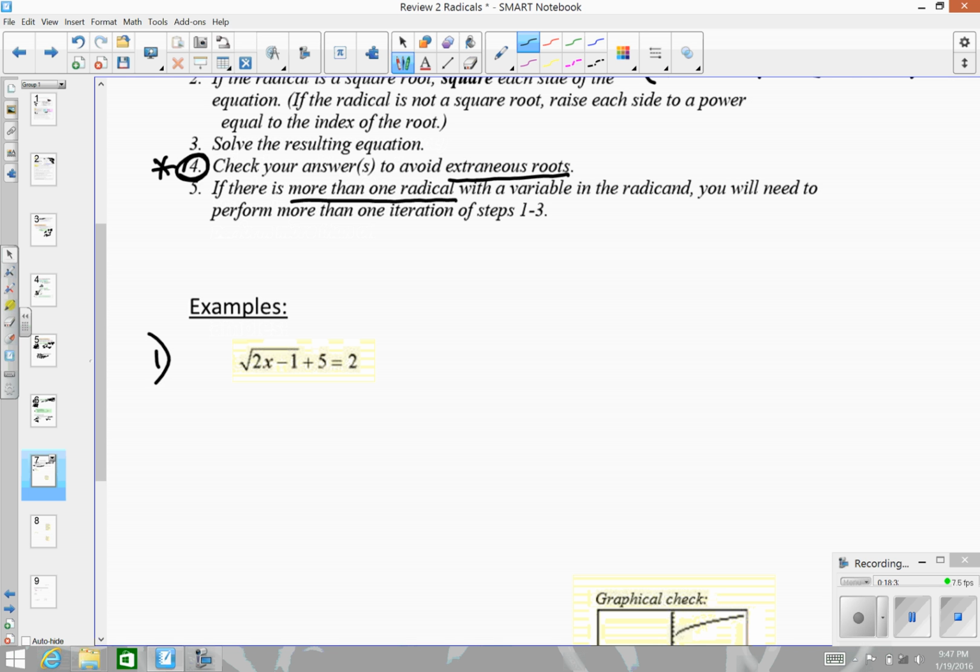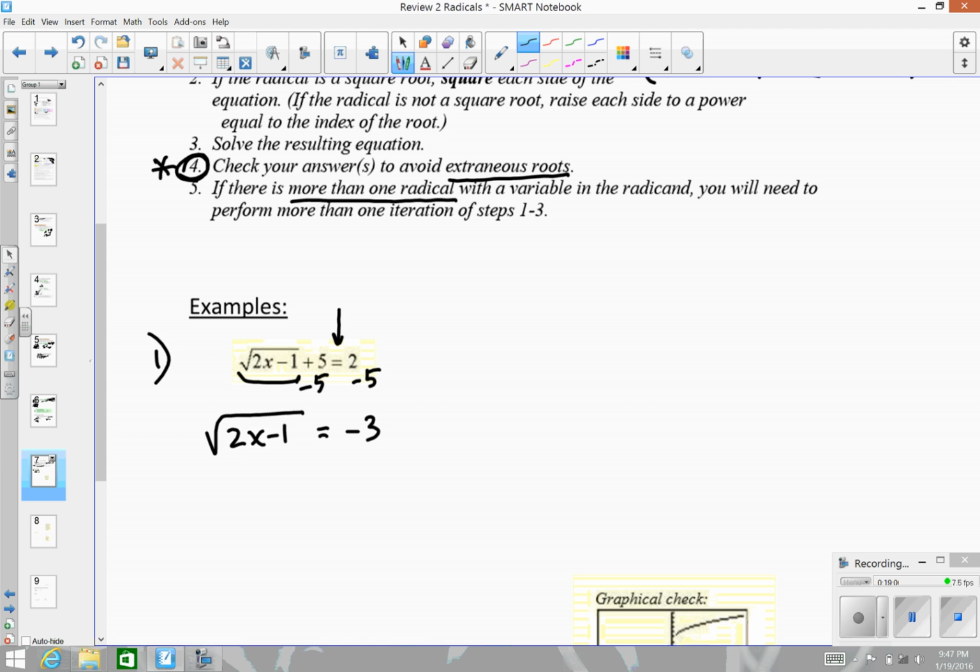I want to find my radical. Here's the radical. And here's my equal sign. Now I have this 5 on the same side as my radical. I need to have just the radical by itself, so I need to subtract 5 from both sides, which leaves me with radical 2x minus 1 equaling a negative 3.